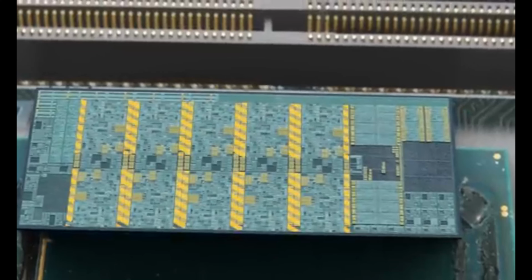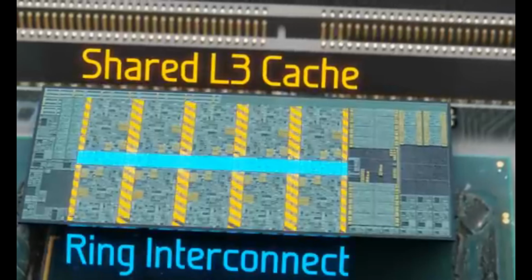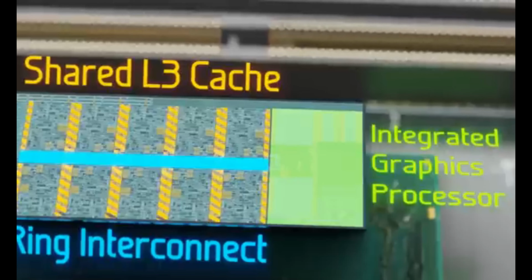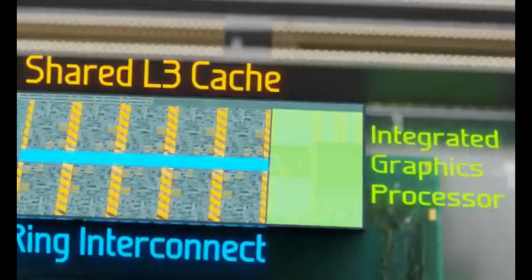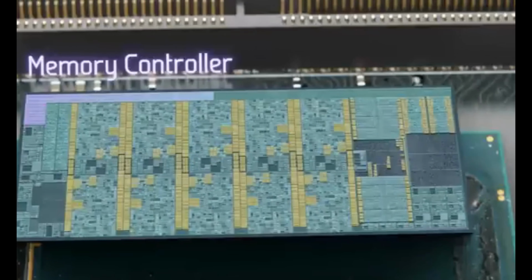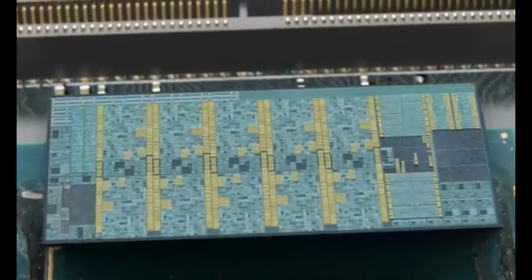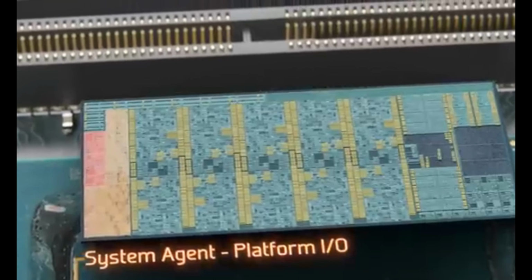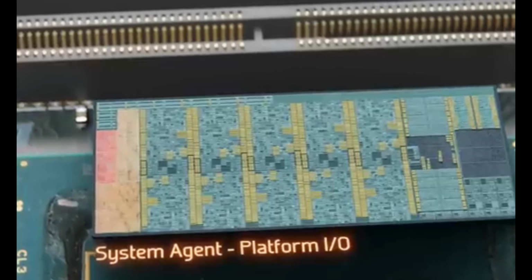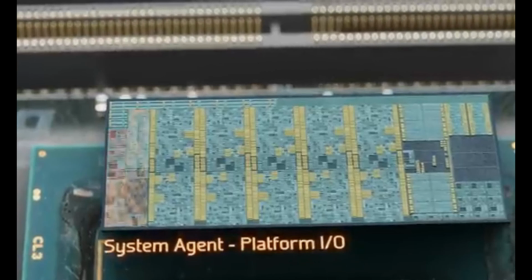To the side of each core is the shared L3 memory cache and ring interconnect. On the far right is an integrated graphics processor which functions as a less powerful GPU. In the top left is the memory controller which sends data to and from the DRAM. And finally, on the far left is the system agent and platform I/O, which communicates with the chipset on the motherboard and manages the flow of data between many of the other components in your PC.